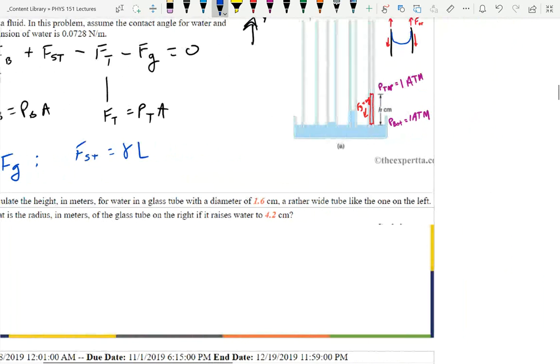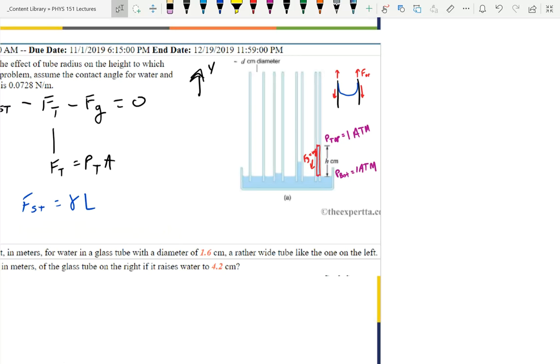What is the length of contact between water and the wall of a cylindrical tube? Circumference of the tube. The circumference of the circle. What's the equation for circumference of a circle? 2 pi r. So there's my force due to surface tension.